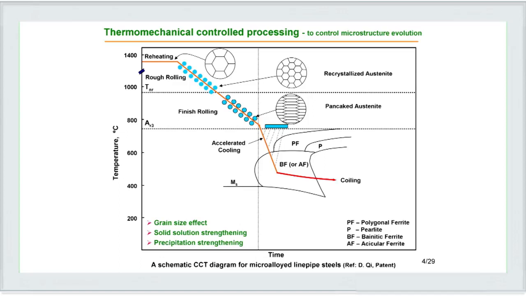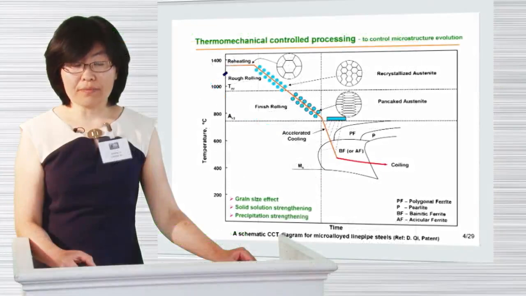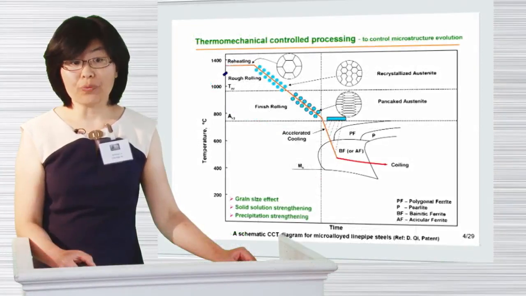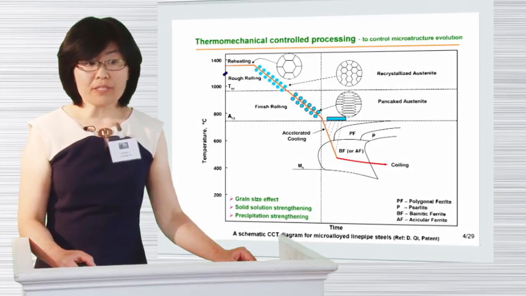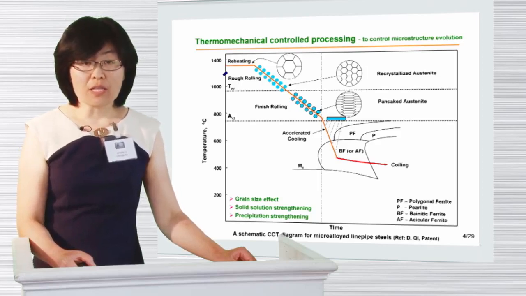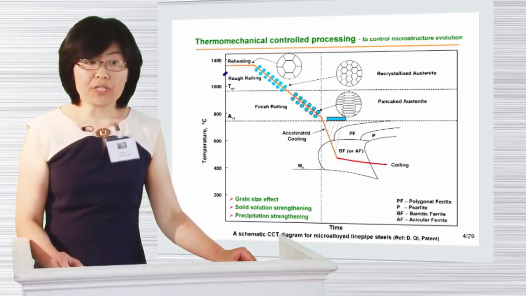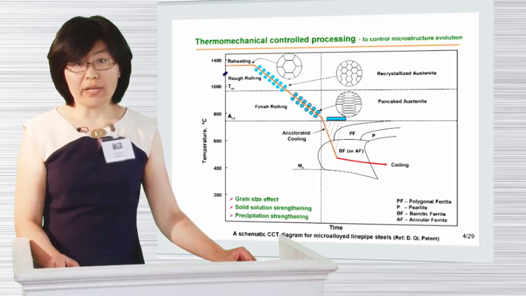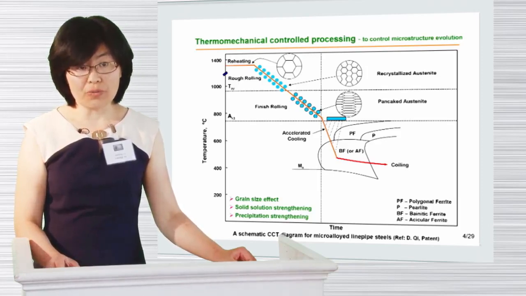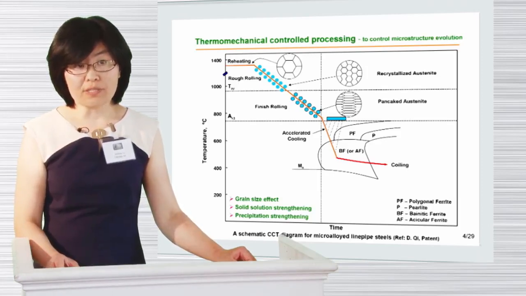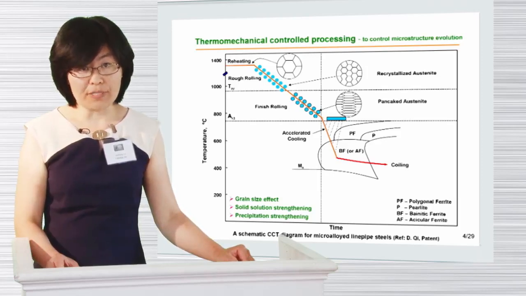During the finish rolling process, we can obtain pancaked austenite. At even lower temperature during accelerated cooling, phase transformation will occur. During this thermomechanical controlled process, the precipitation behavior will also be affected. For example, during the reheating process, some of the microalloy elements will dissolve into the solid solution, go back to the steel matrix. When the temperature goes down and when it reaches the solubility of the precipitates, they will come out as a precipitate. They will have a grain size refinement effect.